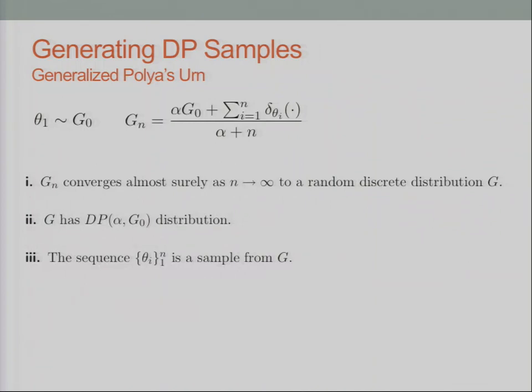So the interesting thing about this sampling scheme is that Gn converges almost surely as n goes to infinity to a random discrete distribution G, and G has a Dirichlet process alpha G0 distribution, which means the sequence of theta i from 1 to n that you get is a sample from G.